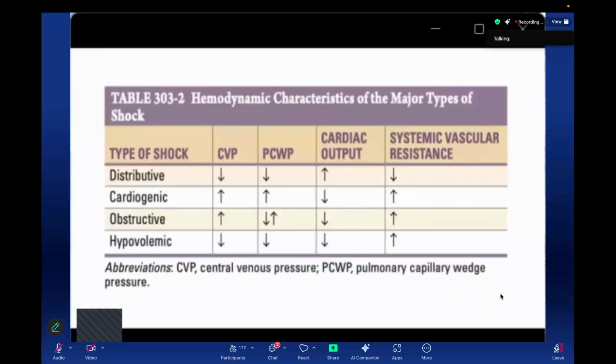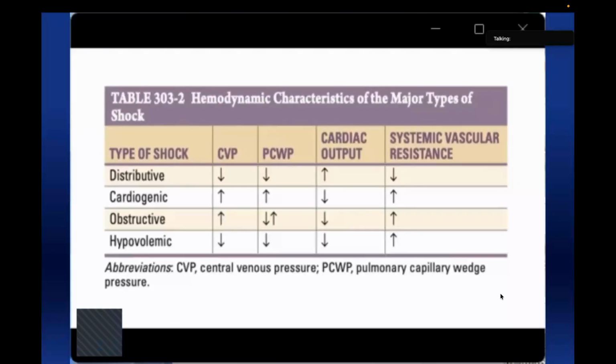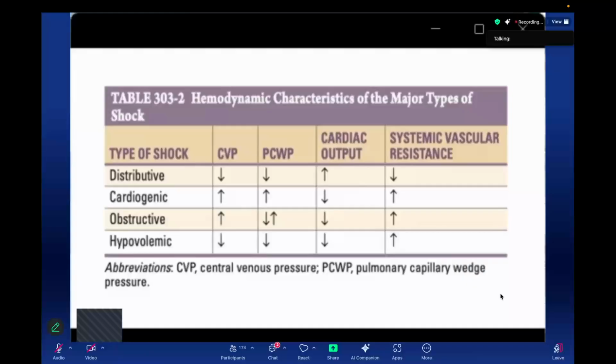Here's the summary of the hemodynamic characteristics of the major types of shock. As you can see here, the types of shock, the distributive, cardiac output is increased, and you have your CVP or your central venous pressure, your pulmonary capillary wedge pressure, and your SVR or your systemic vascular resistance, which is very low.